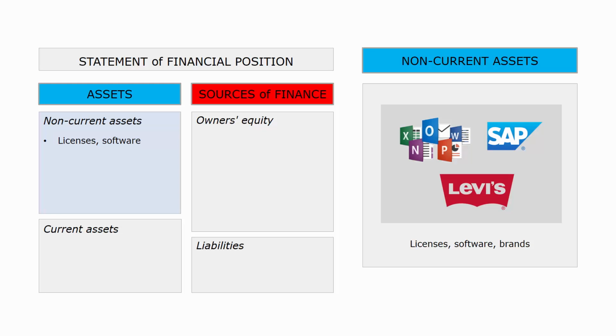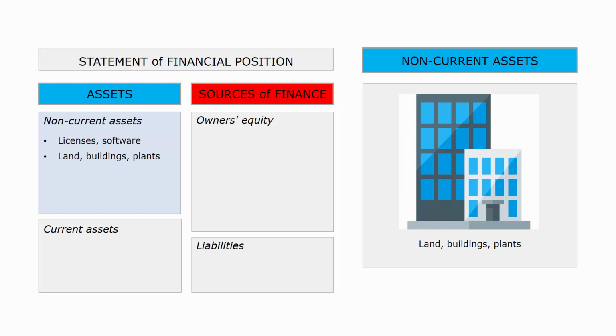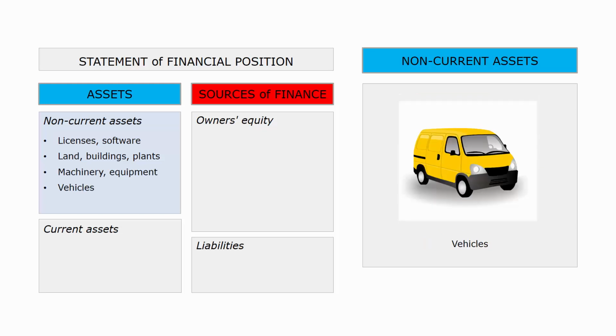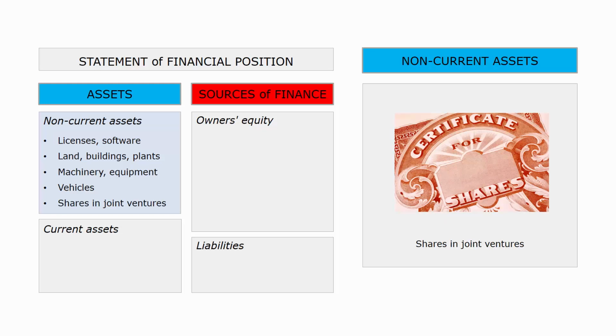Licenses, software, brand names, and patents. Land, buildings and plants. Machinery and equipment. Vehicles. Shares held in other companies to support a strategic relationship.